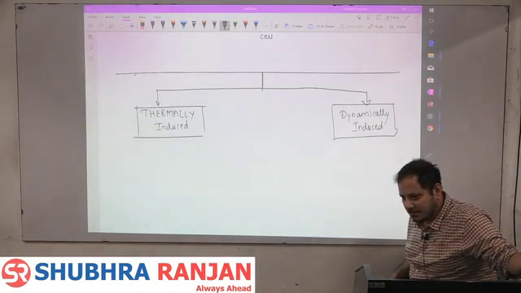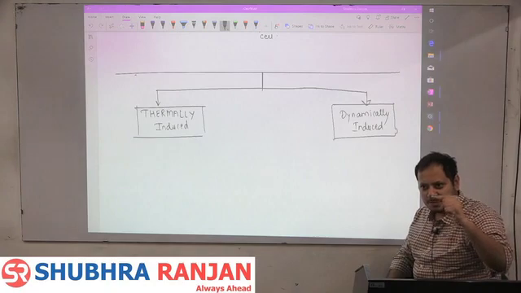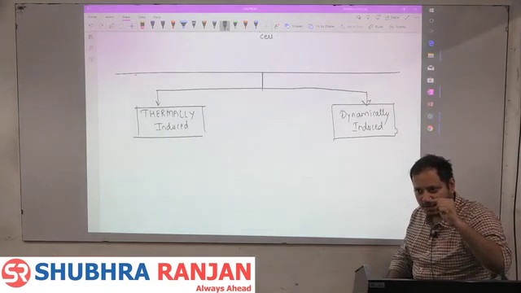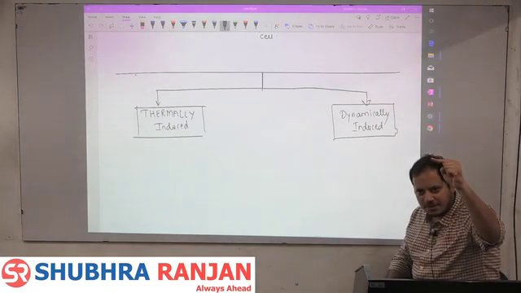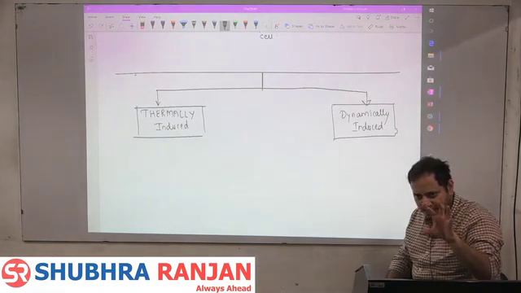Three thermally induced pressure belts and 4 dynamically induced pressure belts. Understanding? So, what are the 4 dynamically induced? 2 subtropical high pressure belts, one of the northern hemisphere, one of the southern hemisphere. 2 subpolar low pressure belts, one of the northern hemisphere, one of the southern hemisphere. These are the 4 dynamically induced pressure belts.